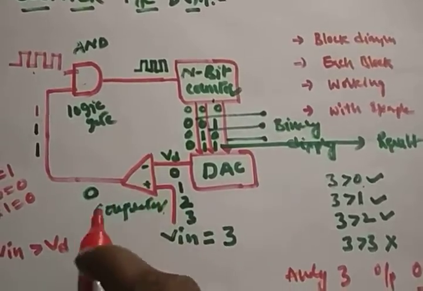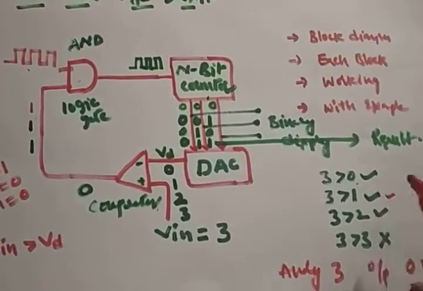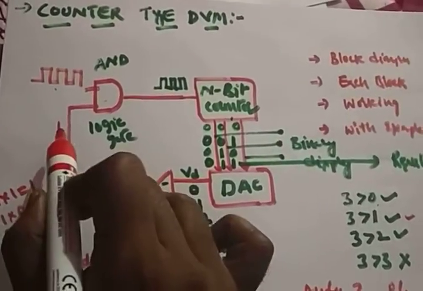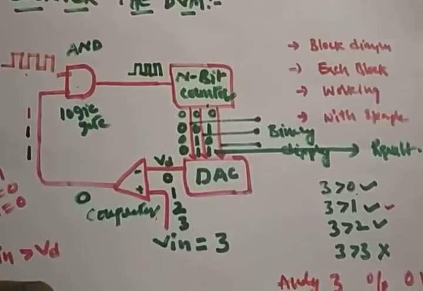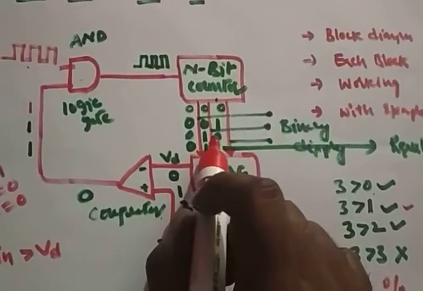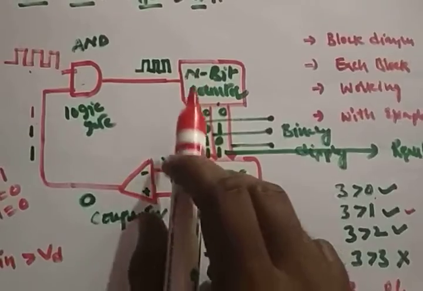3 and 1 will be checked. Is 3 greater than 1? Yes, it's true. Again the set signal is generated, and again a clock pulse is generated. So how many clock pulses are there? There are 2 clock pulses.